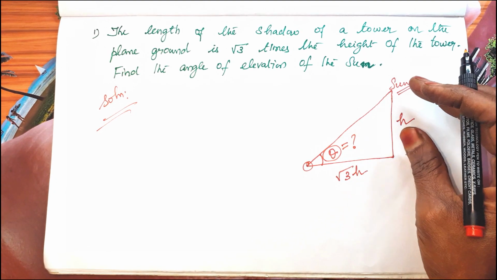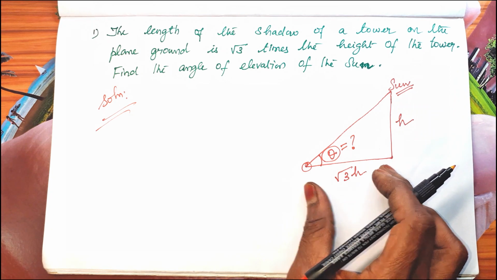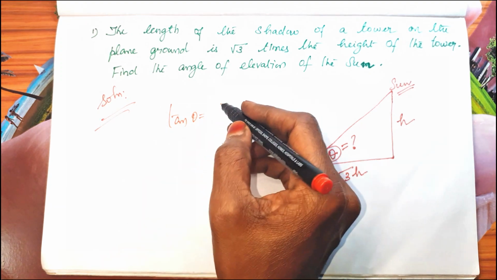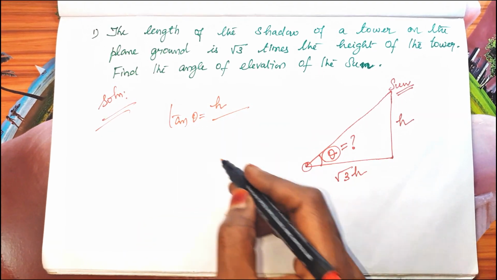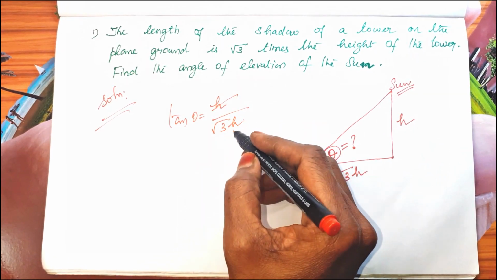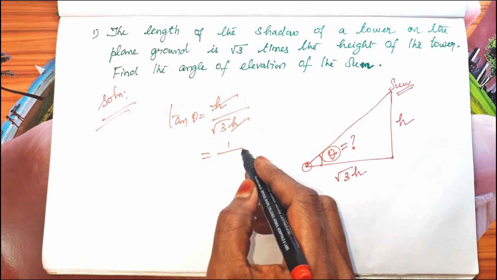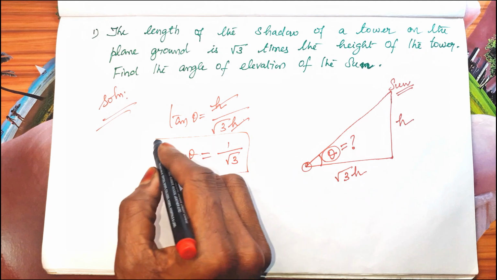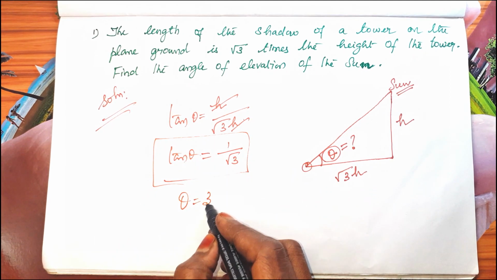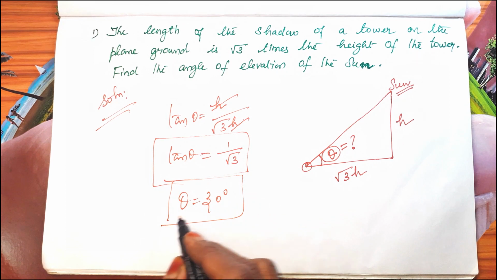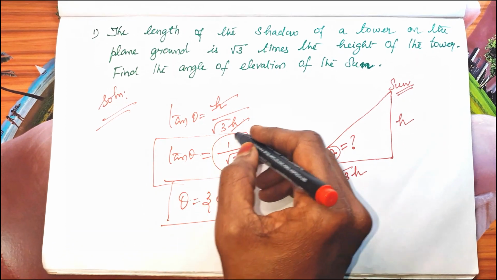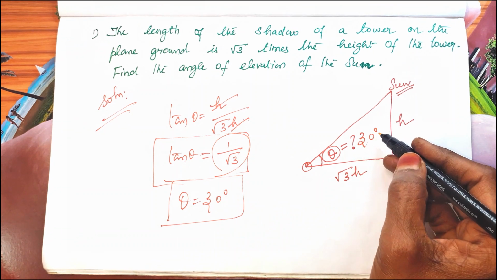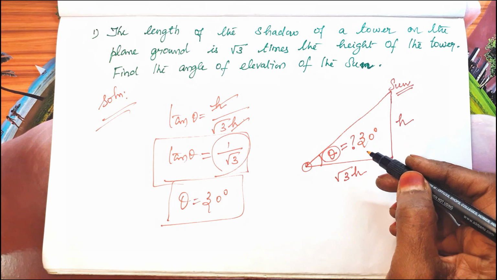We have a relation connecting the opposite side and adjacent side. So opposite and adjacent means we have to use the tan formula. Tan theta is equal to opposite side h and adjacent side root 3 into h. H will get cancelled, so we are getting 1 by root 3. Tan theta is 1 by root 3 when theta is equal to 30 degrees. So the angle of elevation is 30 degrees. Is it clear?